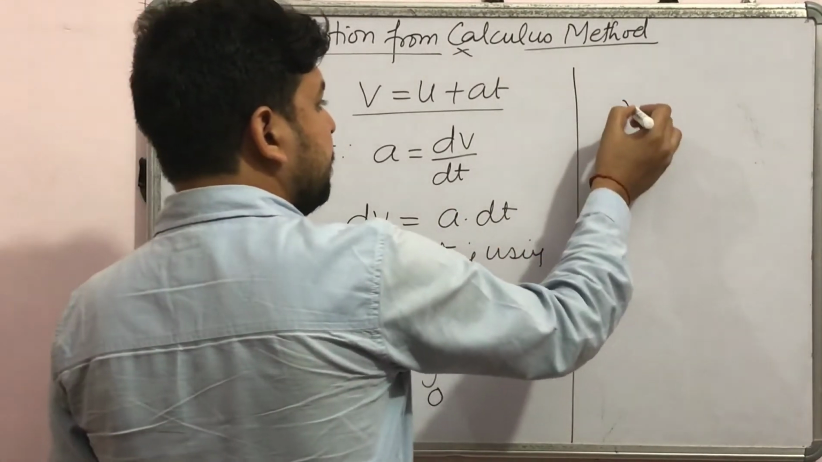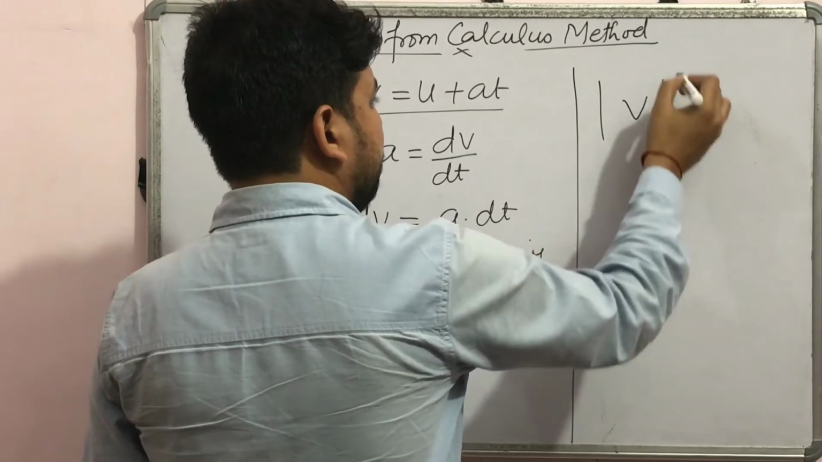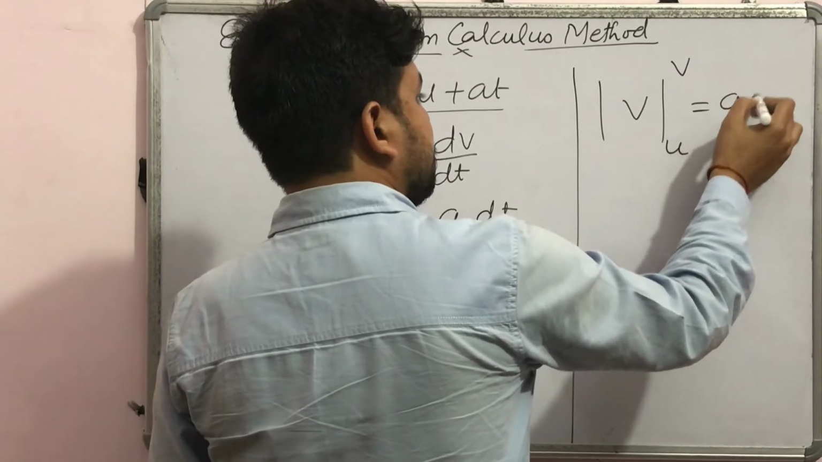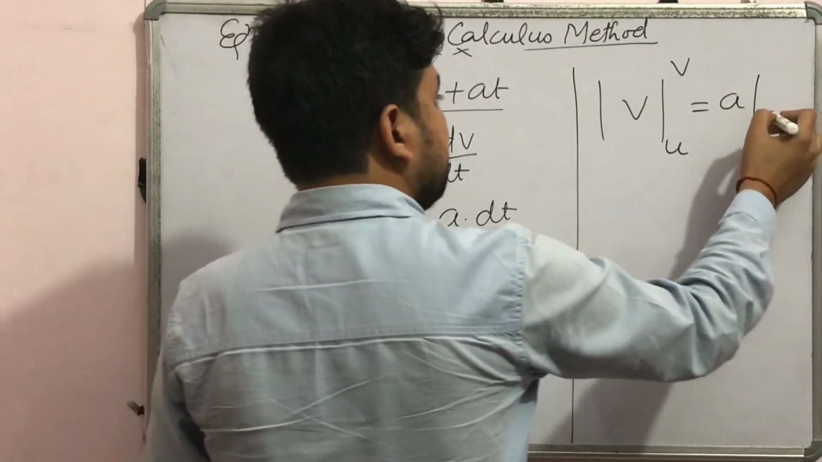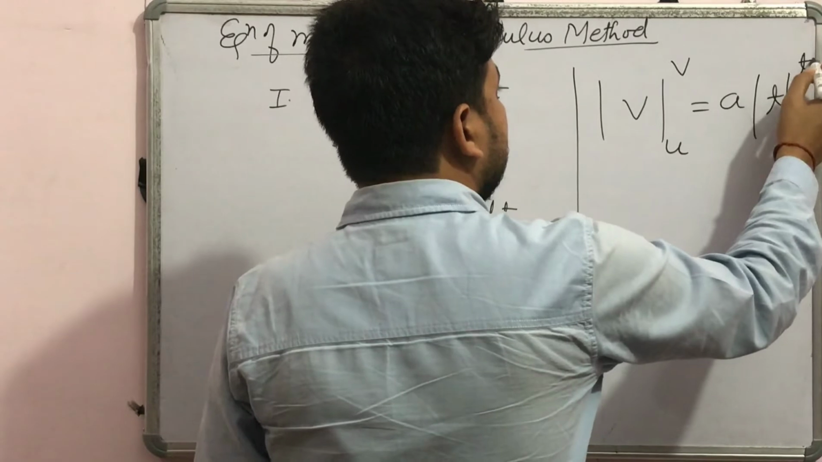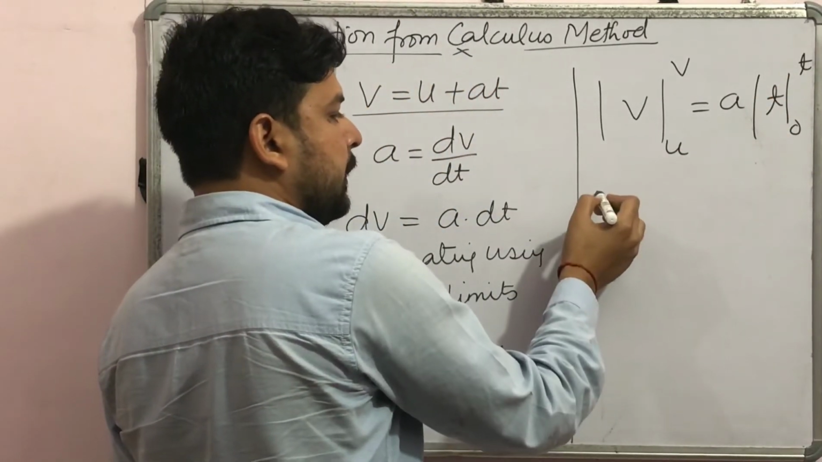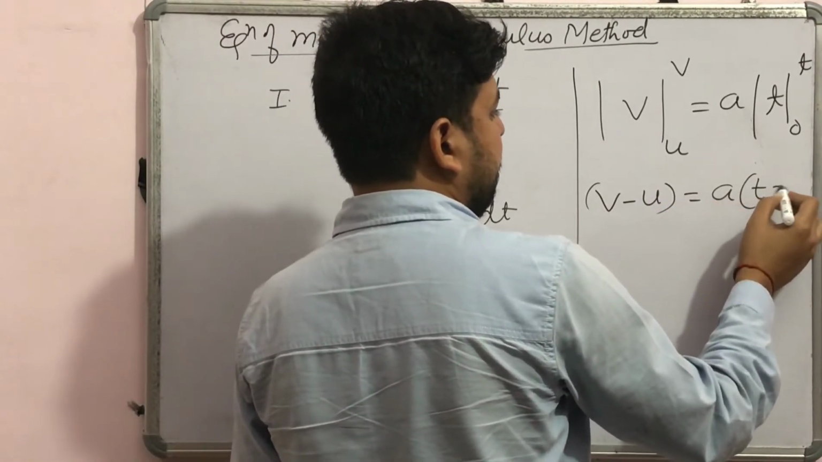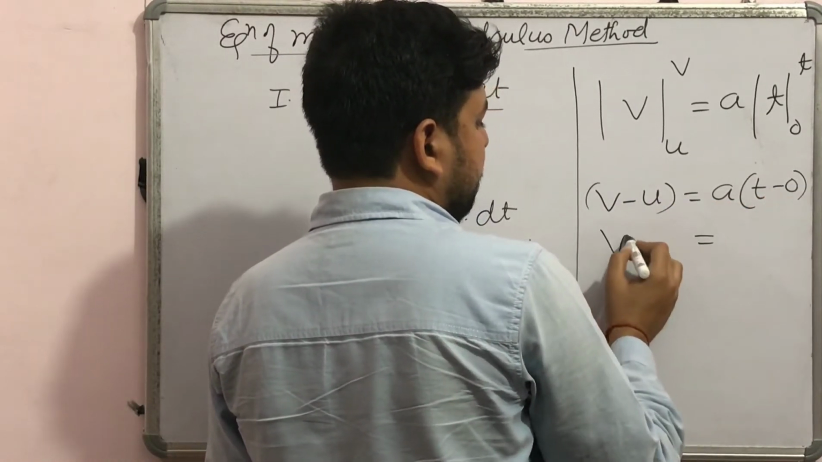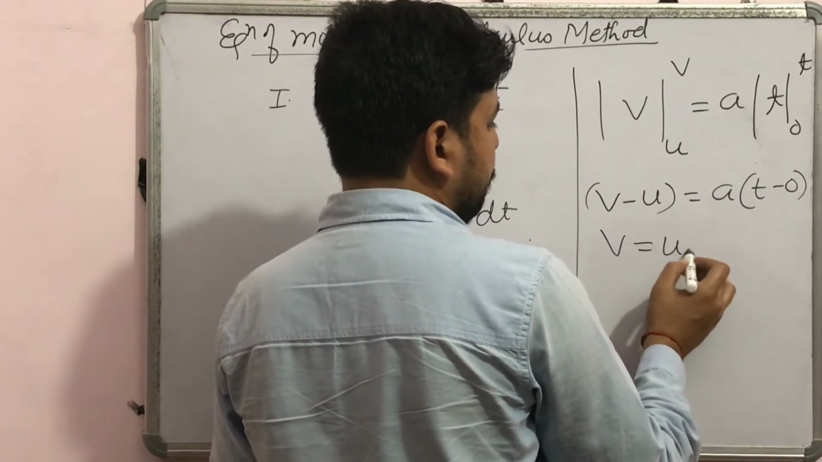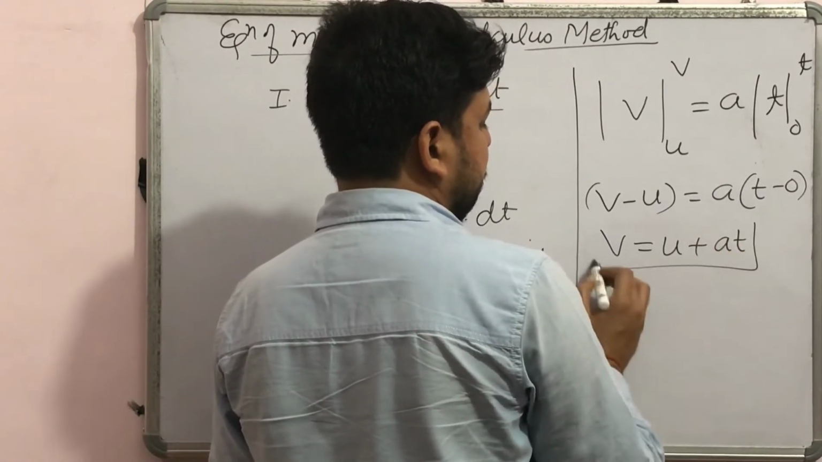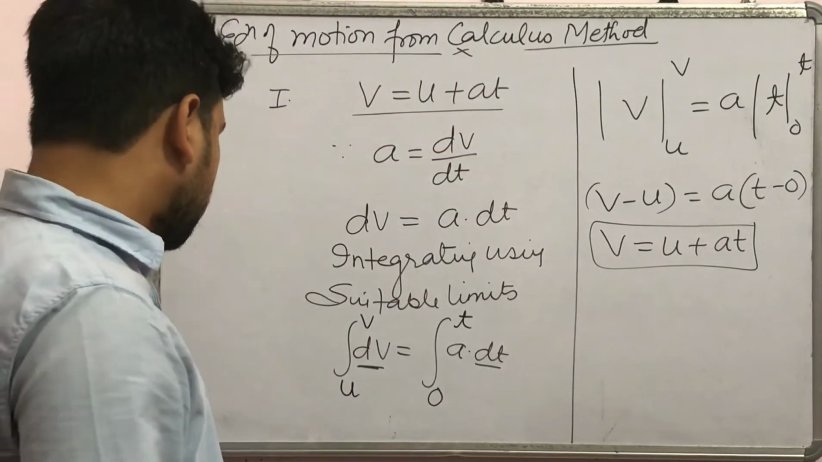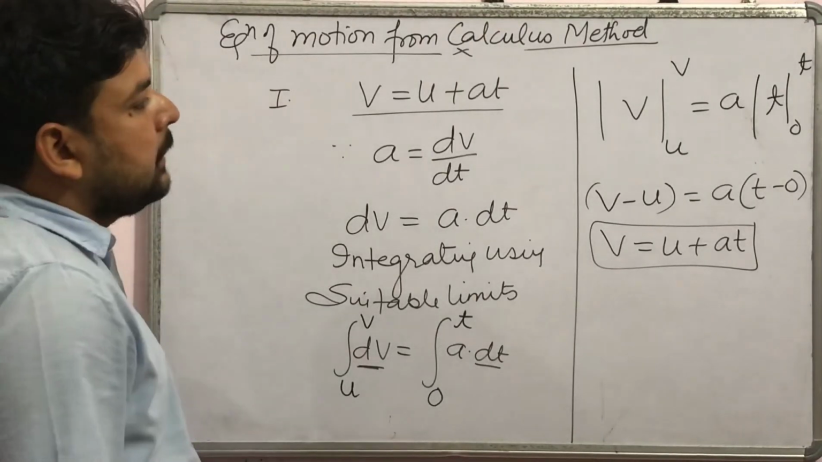Integration of dv is v, that is from u to v. A is constant, and integration of dt is t from 0 to t, and that is what upper limit minus lower limit. So this will be v minus u equals to a t minus 0. So this is v equals to u plus at. So this one is first equation of motion, that is v equals to u plus at.